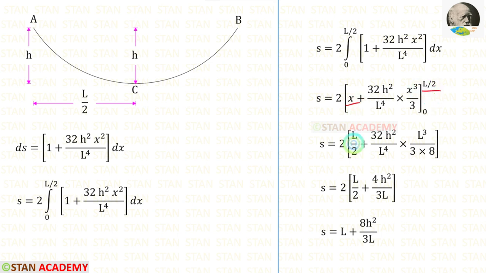For x, we have to apply L upon 2. For x cube, it will be L by 2, the whole cube. So we will get L cube upon 8. We can eliminate 8. It will be 4 here. We can eliminate L cube, it will be L here. Then let us take these two inside. 2 and 2 will be eliminated. 4 into 2, we will get 8. So this is the formula to find the length of the cable: L plus 8 h square upon 3L.